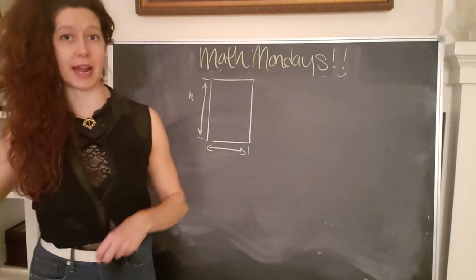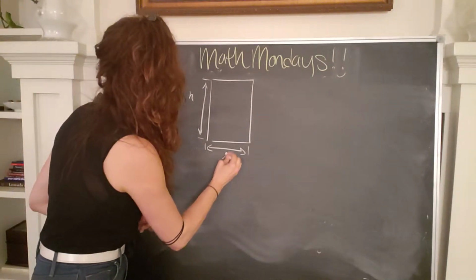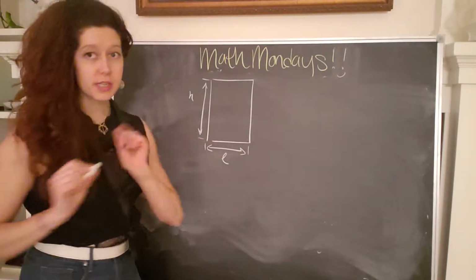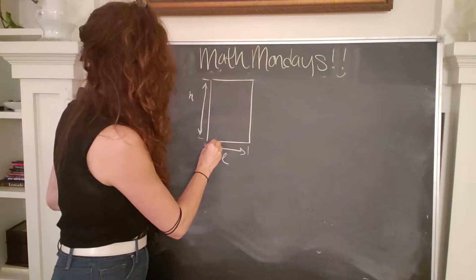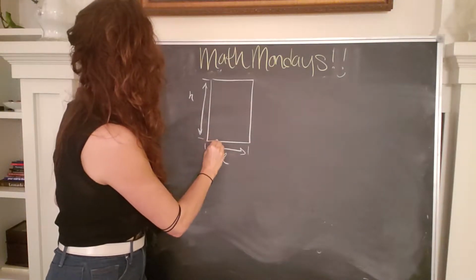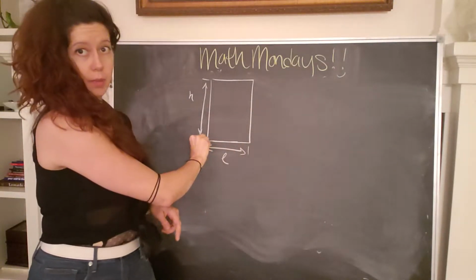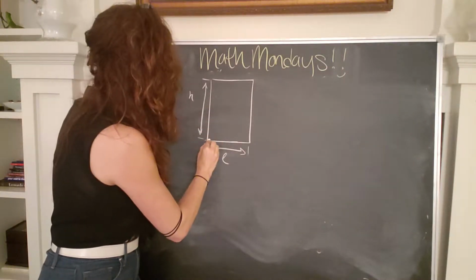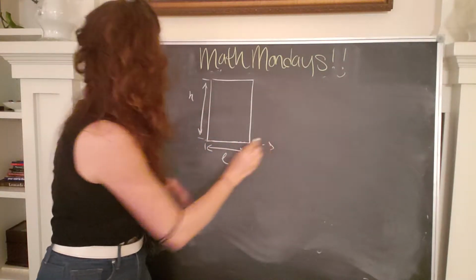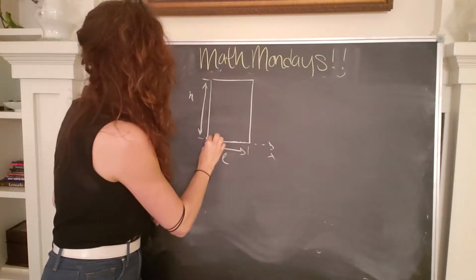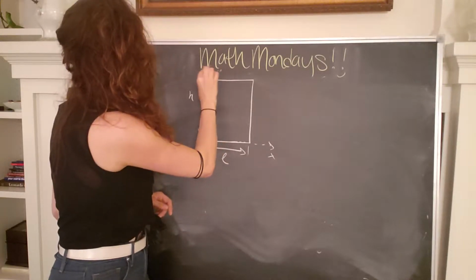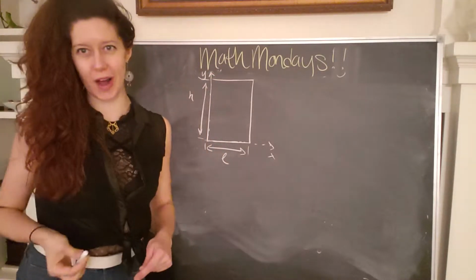So our object is going to have height h and length L. And the first thing that we have to do is set up a coordinate system. So I'm going to set my origin to be 0 at the bottom left-hand corner of the box. In the horizontal direction is going to be x, and in the vertical direction it's going to be y.